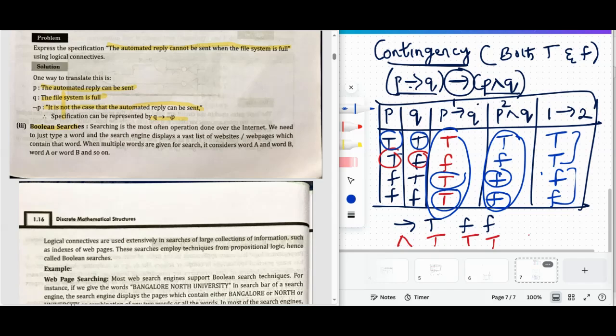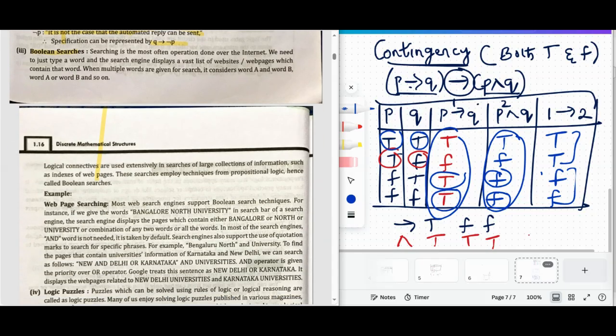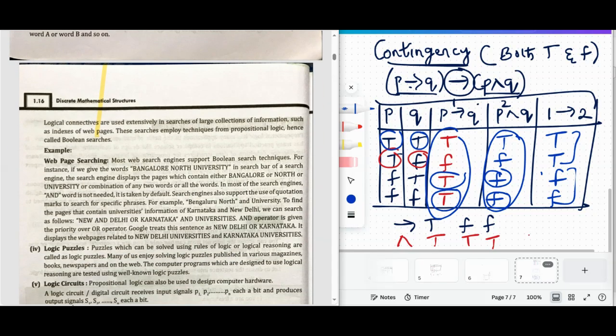We'll be using it to find the vast number of websites by using the words connectives. Here, logic connectives are used extensively in searching a large collection of information, such as an index of web pages. This search employs techniques from propositional logic, hence it is called a Boolean search. For example, if I write Bangalore NOT university, I'll be getting lakhs of information.